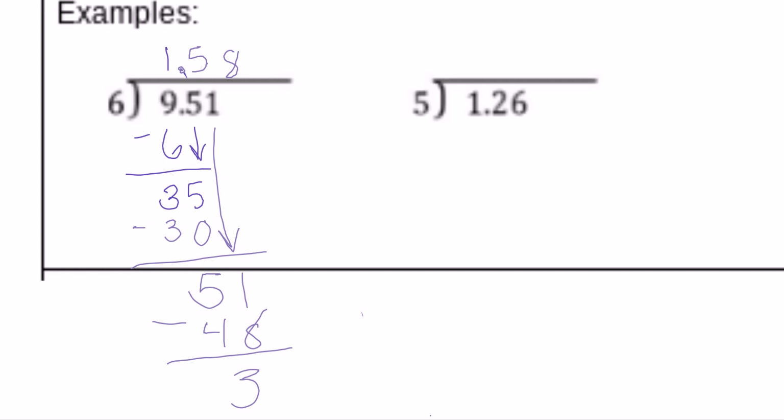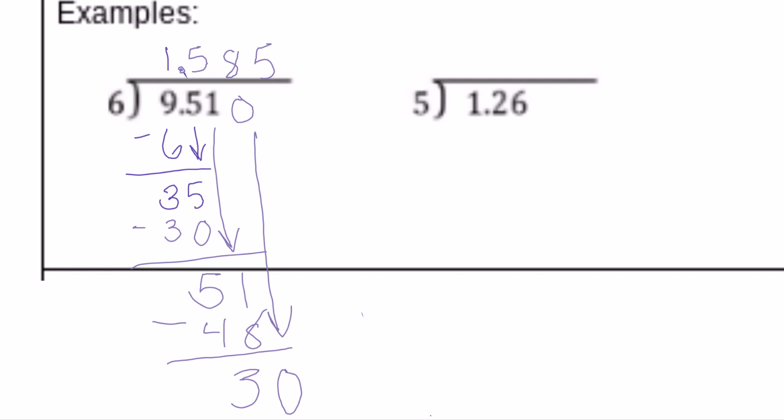And this is where you have to start adding zeros. So if you add a 0 to the end, drop it all the way down, then this becomes a 30, and 6 goes into 30 exactly 5 times, and you would have a remainder of 0 left over, which is what you want. Next example, 1.26 divided by 5.